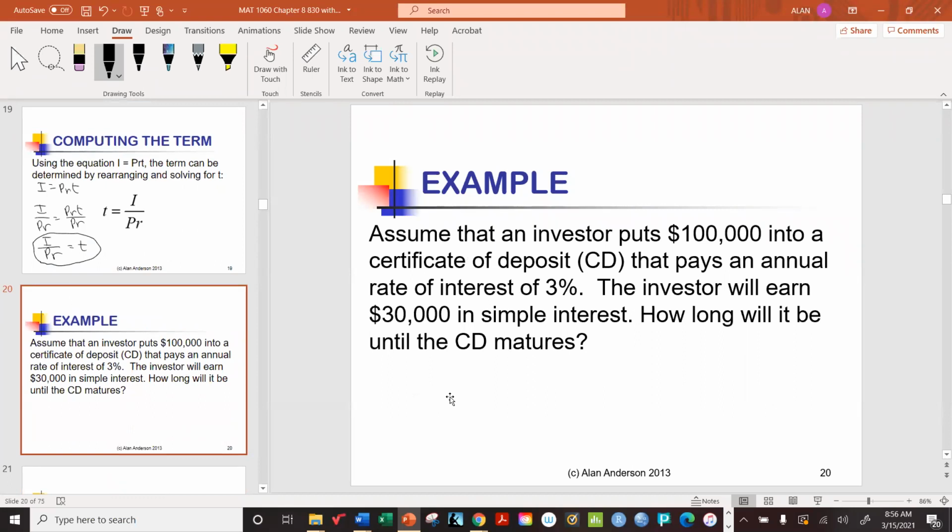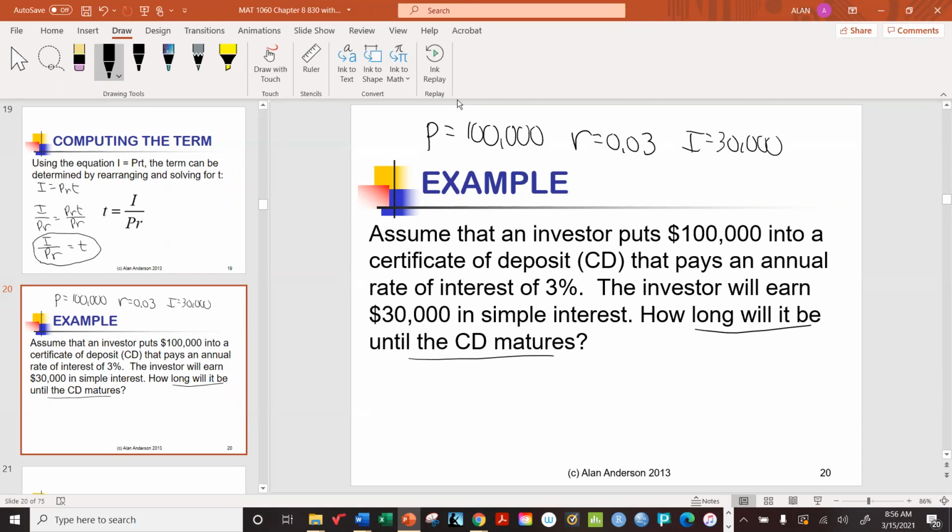All right, let's look at this case. We start with $100,000. The rate is 3%. And the simple interest is 30,000. So the question is, how long will it be until this CD matures?